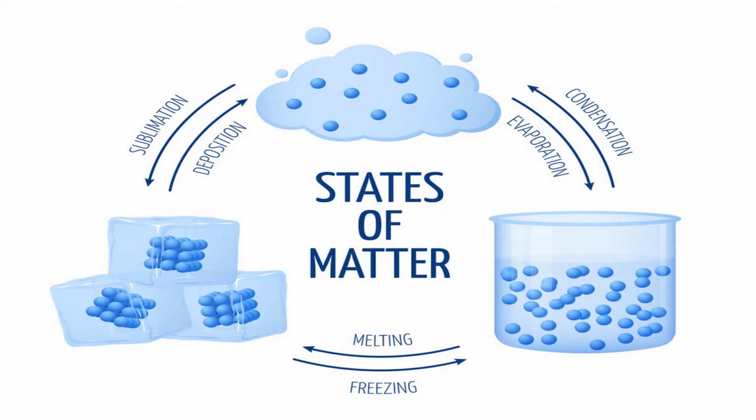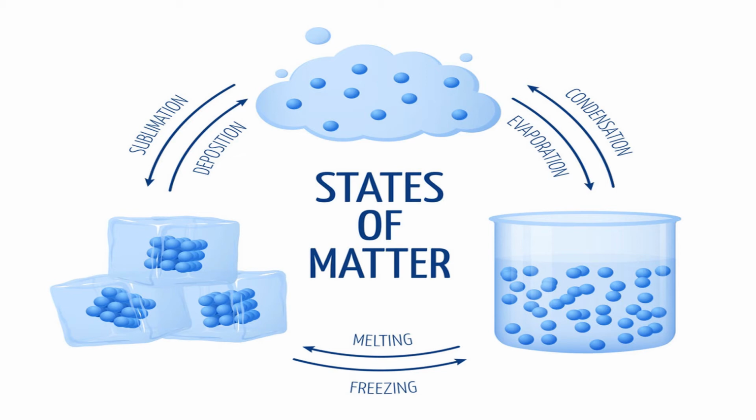Substances can exist in three main states, that is, solid, liquid, and gas. Evaporation is just one way a substance, like water, can change between these states. Melting and freezing are the two other ways.